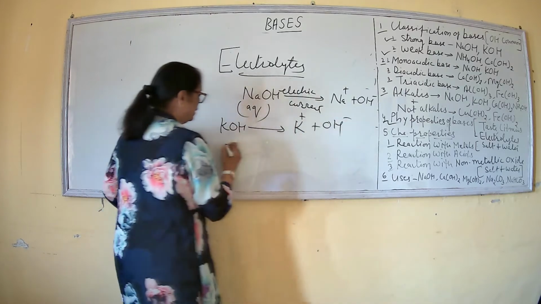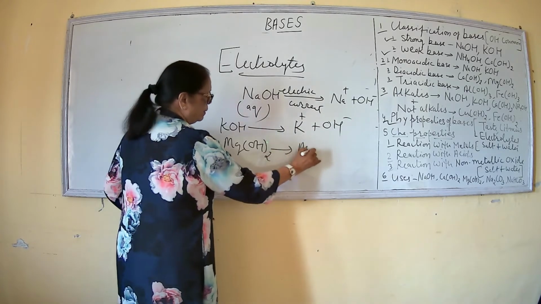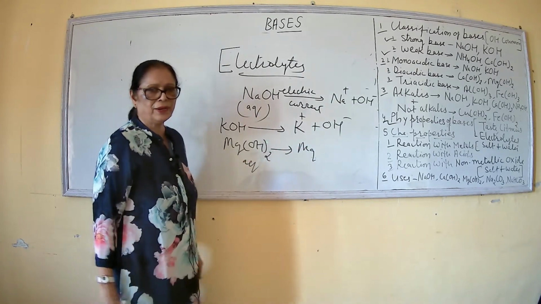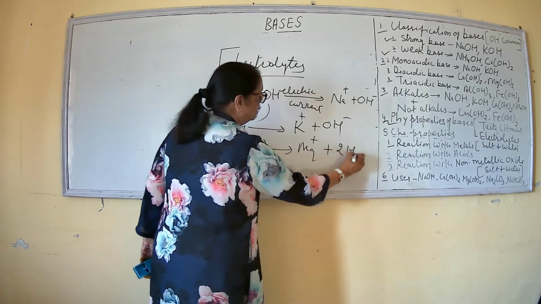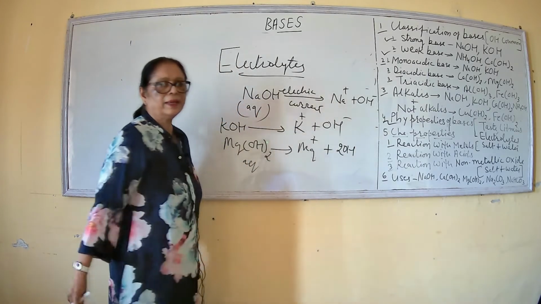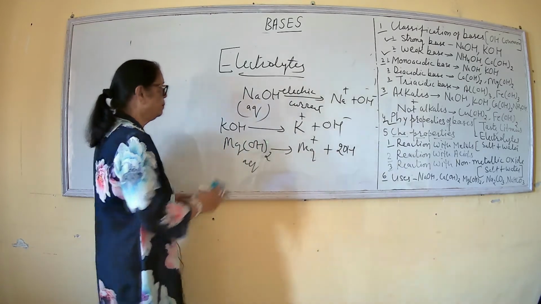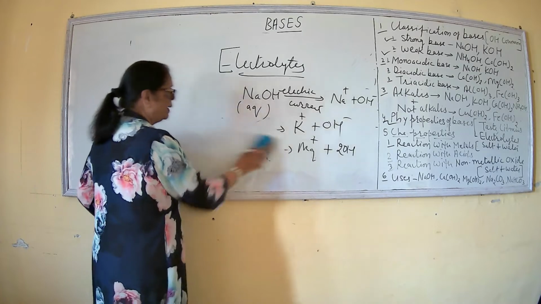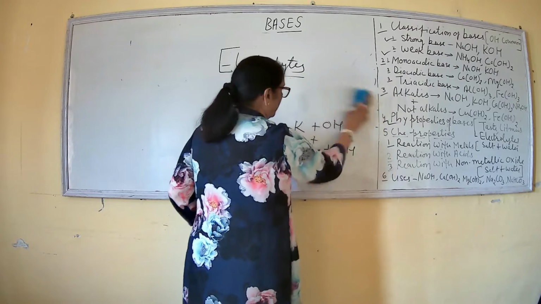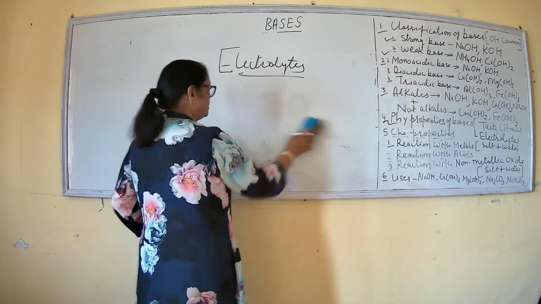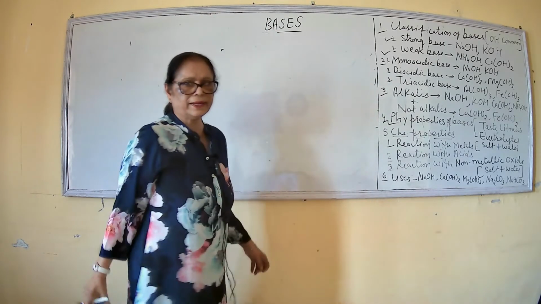For example, magnesium hydroxide, Mg(OH)2, forms in aqueous solution. When you pass electric current through it, it will form magnesium ion and 2 hydroxide ions because it is a diacidic base. It will release 2 hydroxide ions. So this is another property of bases. They are good electrolytes. They conduct electricity and get decomposed into their ions. There will be a chemical change taking place in them by passing electricity. This is the chemical effect of electricity.